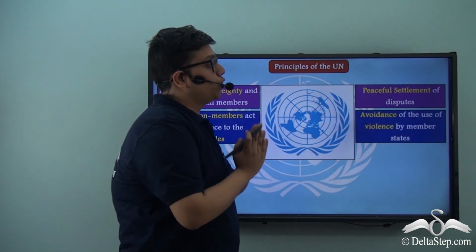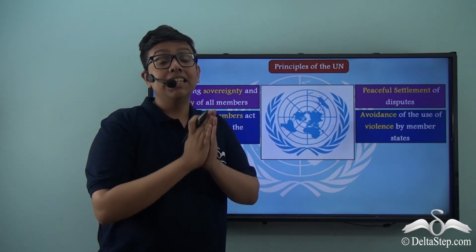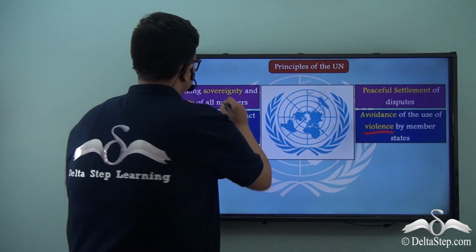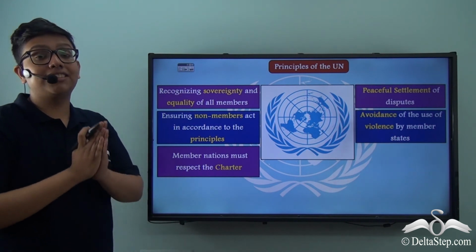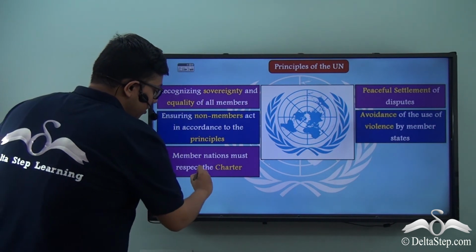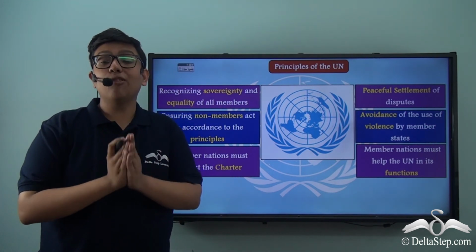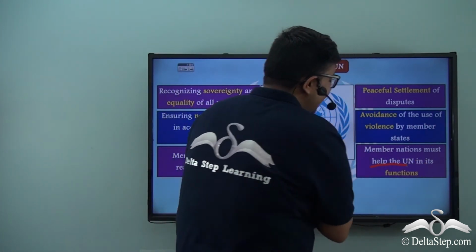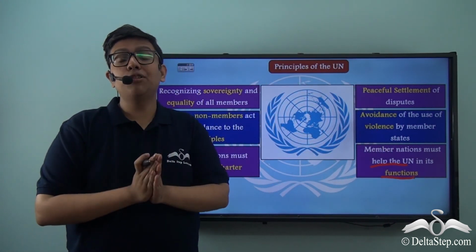And the member states who join the United Nations should keep in mind that they should always avoid at any cost the use of violence in any form whatsoever. The United Nations Charter is the spirit of the United Nations, and therefore the sanctity of the Charter needs to be maintained, and thus all member nations must respect the UN Charter. The UN is to act as a forum for international cooperation, and therefore all the member nations in whatever capacity possible should help the United Nations in its functions and must not act as a blockade for the UN to establish or achieve its aims.